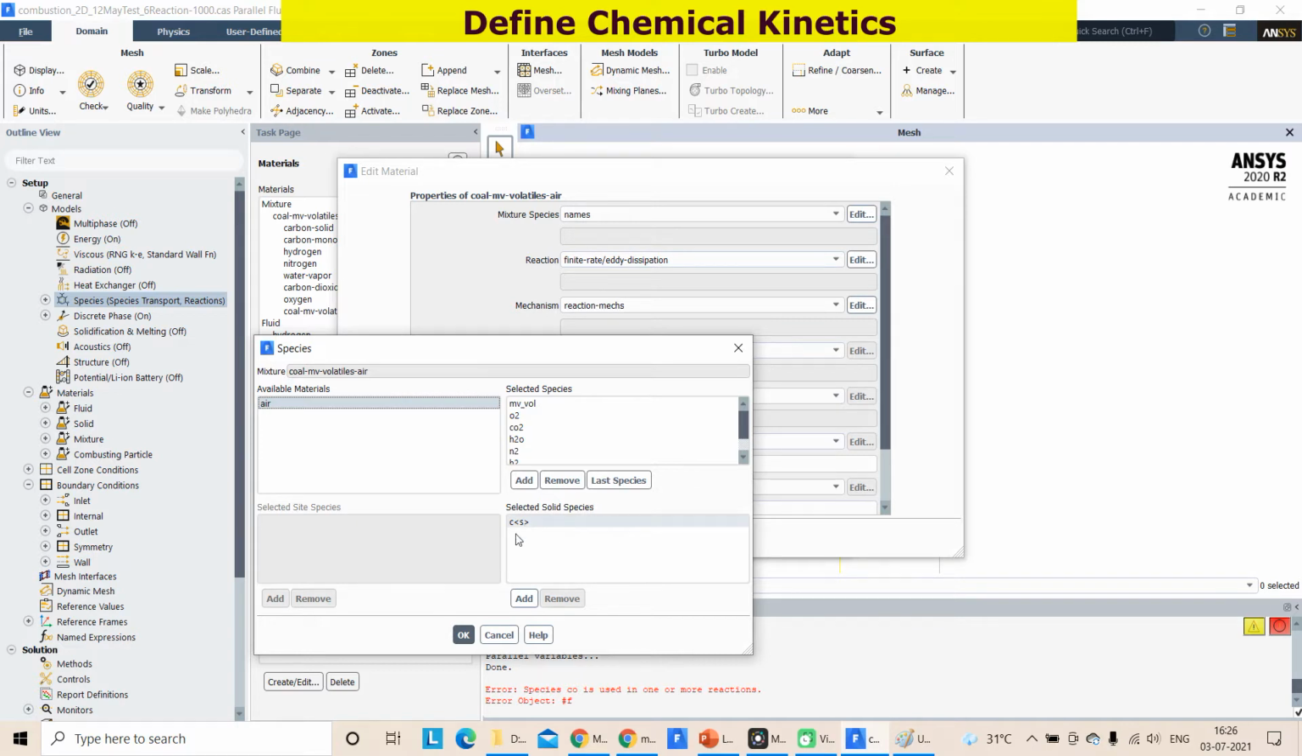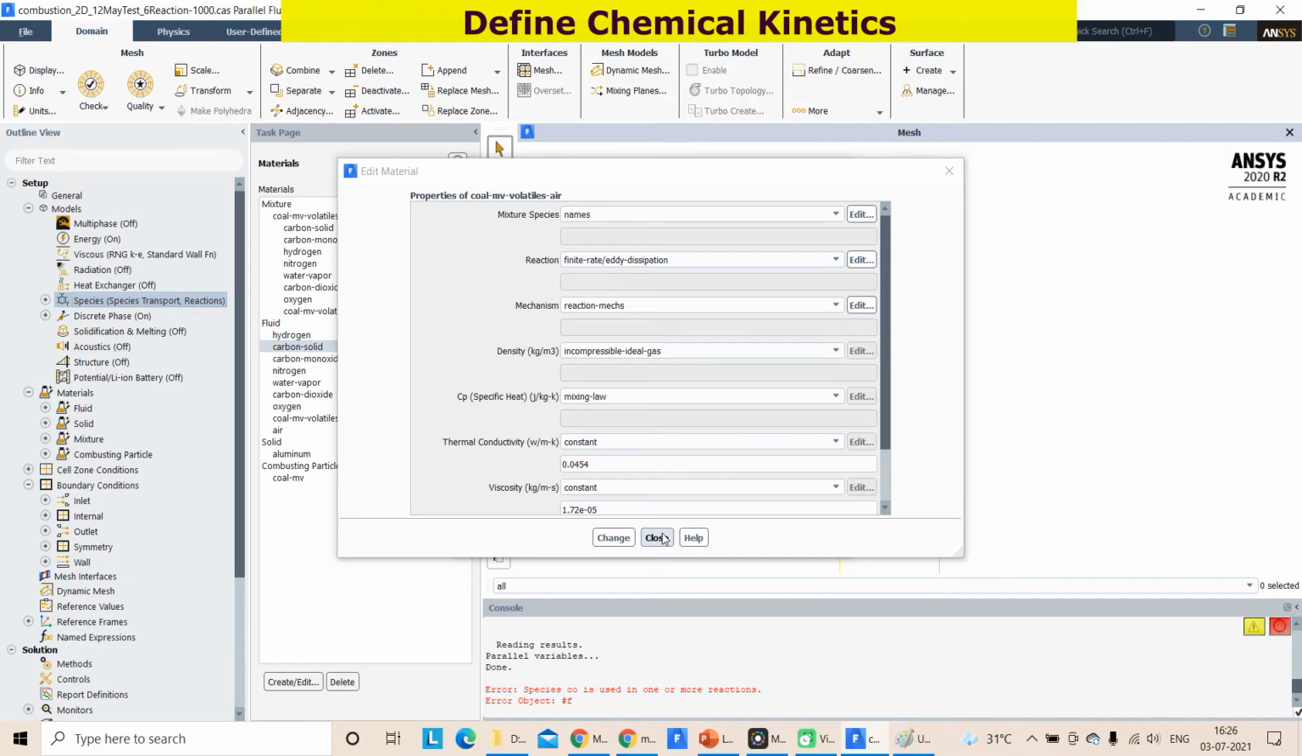Similarly, solid carbon can be added here. This is not required, I can remove it. Then after adding, the species are selected as per the chemical kinetics. Based on chemical kinetics, we must know what the reactant species and product species are for each reaction. And for each reaction, we must know the reaction rate and pre-exponential factor.